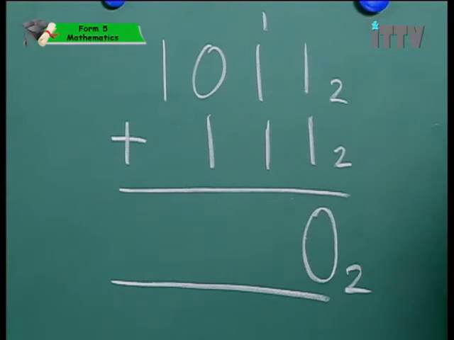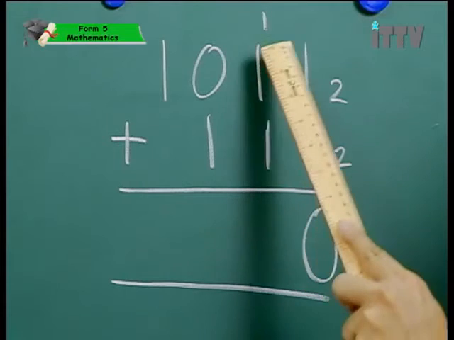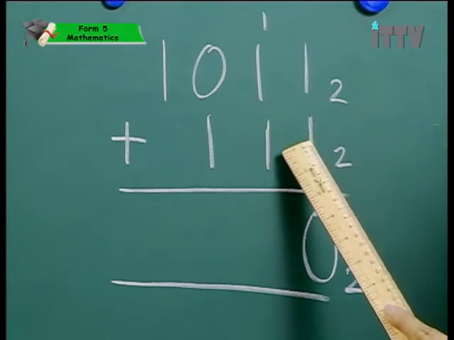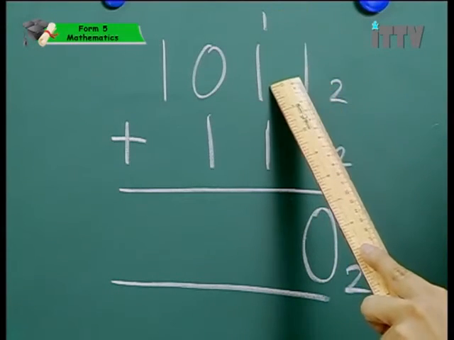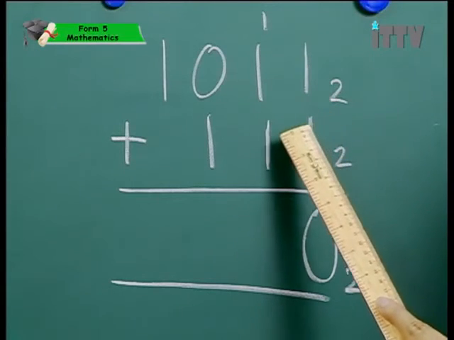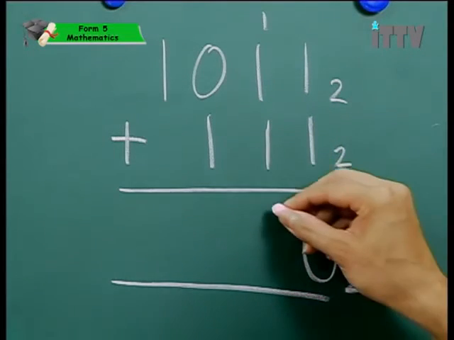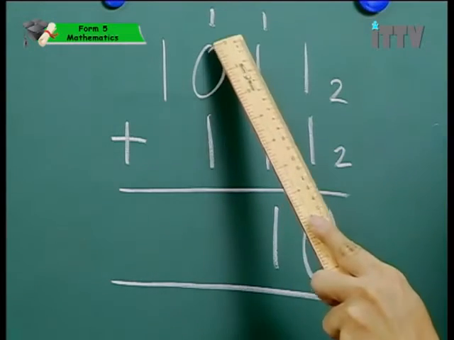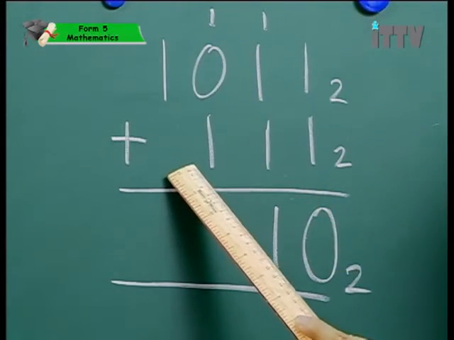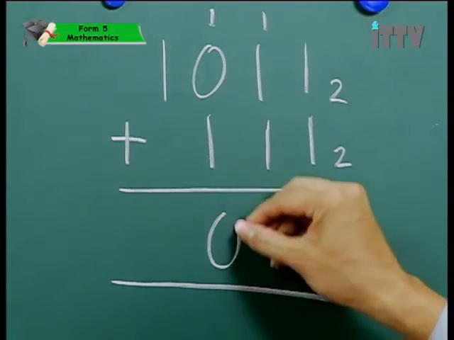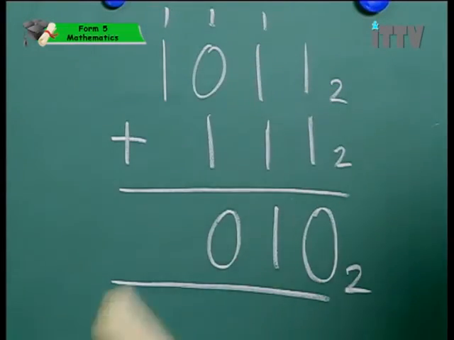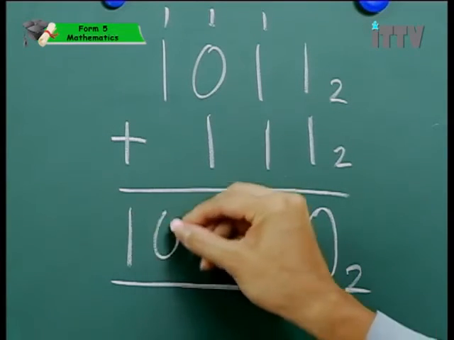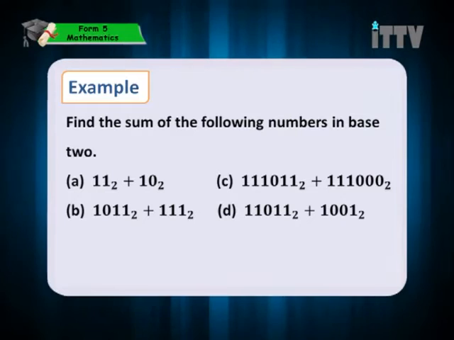So don't forget, numbers in base 2. Now 1 plus 1 plus 1. 1 plus 1 is 10, and 10 plus 1 is 11. So 11, put this one there, and just go on with the addition. 1 plus 1 is 10. So the 0 will be here, the 1 will be here, and then this 1 and this one added up will give you 10. So addition is very fun.